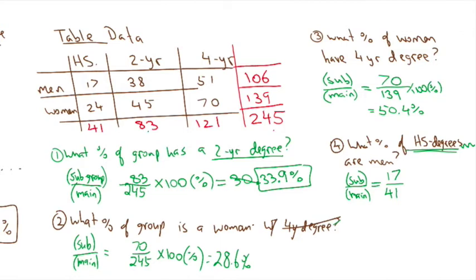Maximum of the high school degree. Multiply that by 100, change it to a percent. What's it equal? 41.5%.